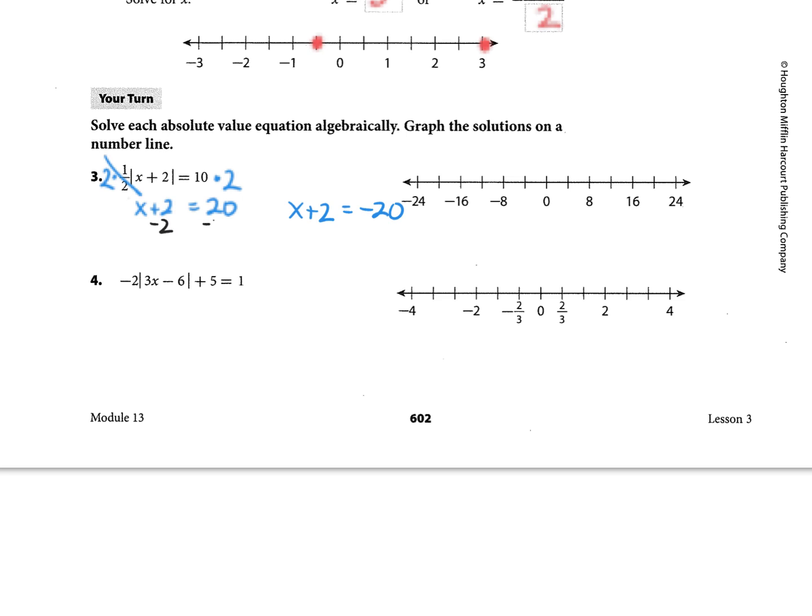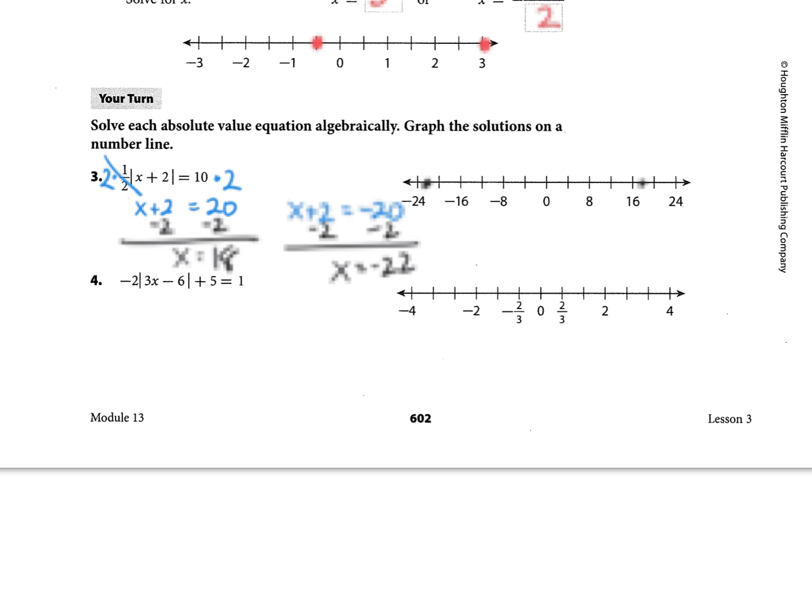Subtract 2 from both sides. X is 18. Subtract 2 from both sides here. X is negative 22. So it looks like we're counting by 4s. 4, 8, 12, 16, 18, and then negative 22.